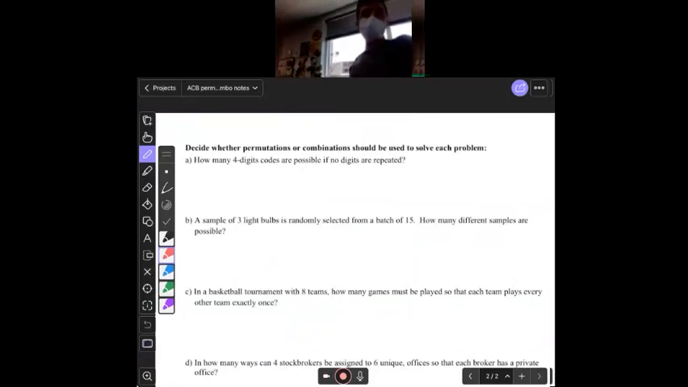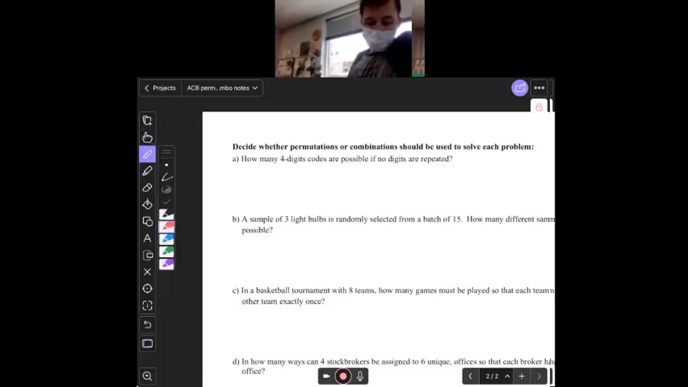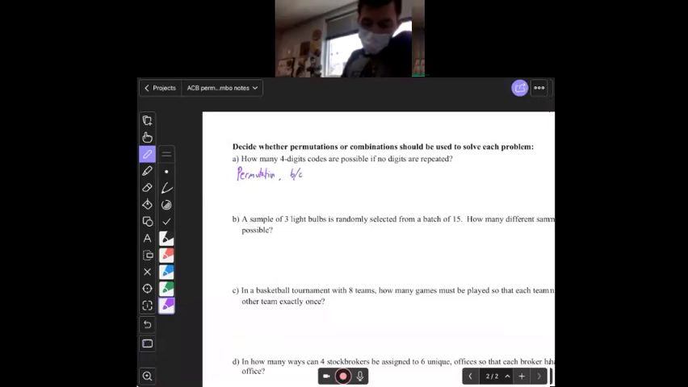Okay, so how many 4-digit codes are possible if no digits are repeated? Is that permutation thinking or is that combination thinking? Permutation, not repeating digits. Okay, so Grant's saying that's a permutation because of the no repeats. Other thoughts? Sarah? What do you think?